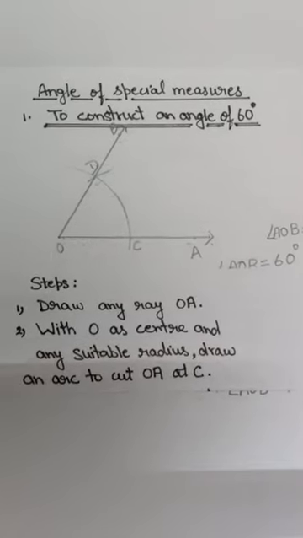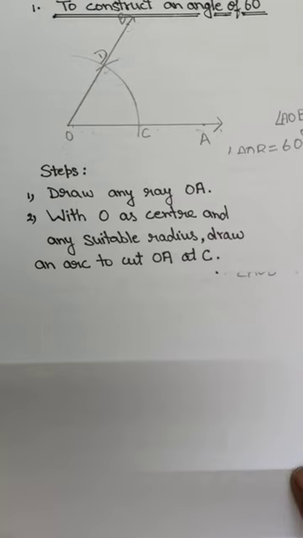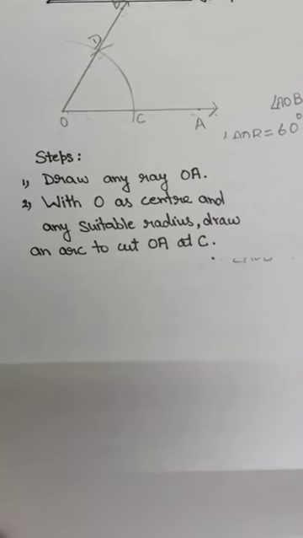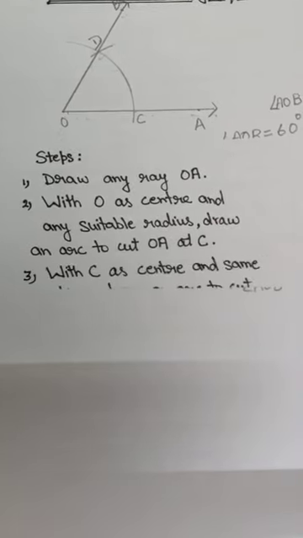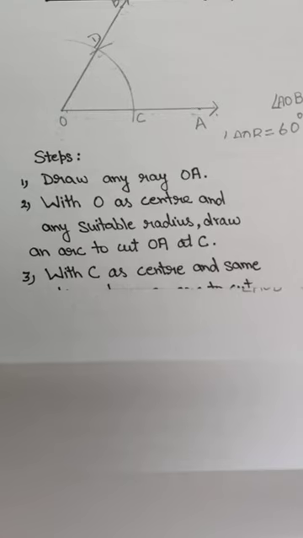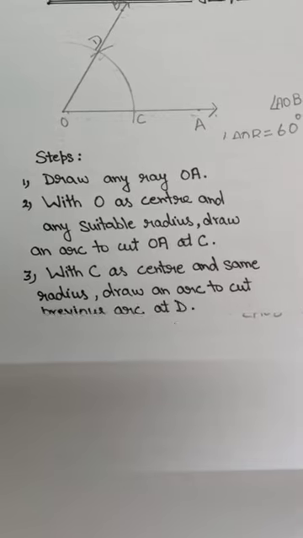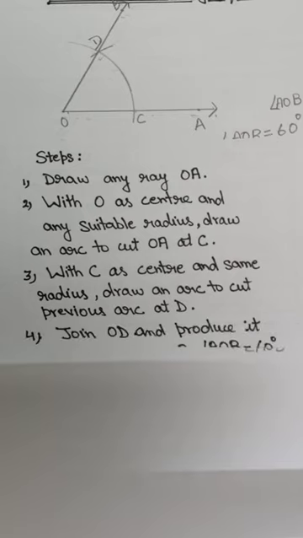These are the steps of construction. Draw any ray OA. With O as a center and suitable radius, draw an arc to cut OA at C. With C as a center and same radius, draw an arc to cut the previous arc at D. Join OD and produce it and give name OB. Angle AOB is equal to 60 degree.